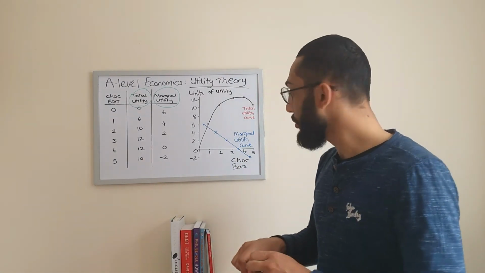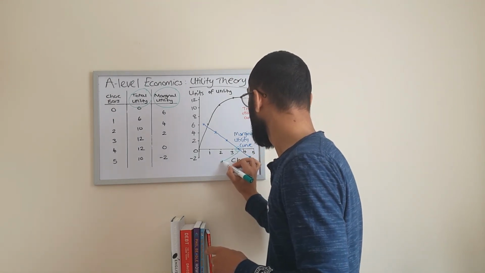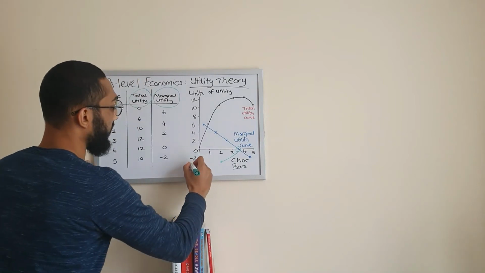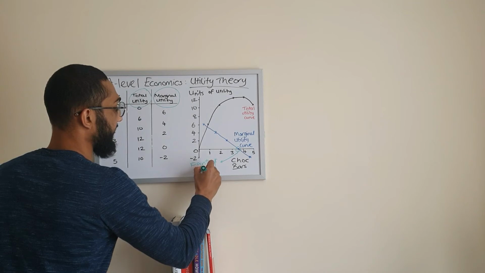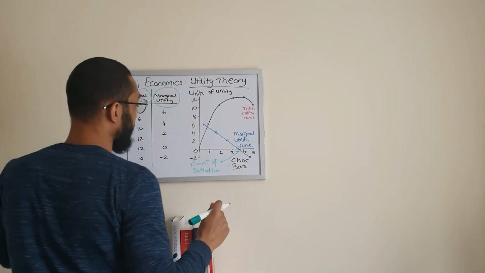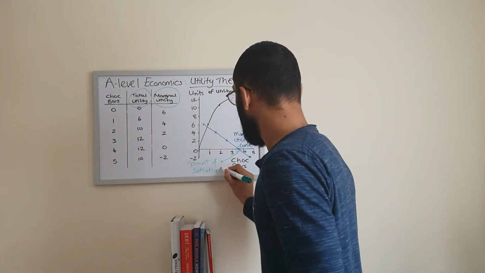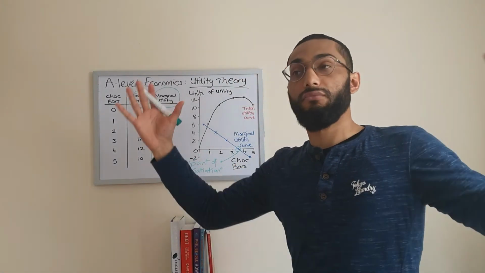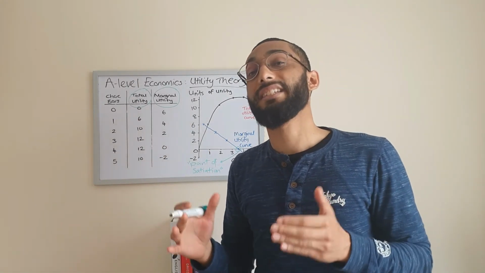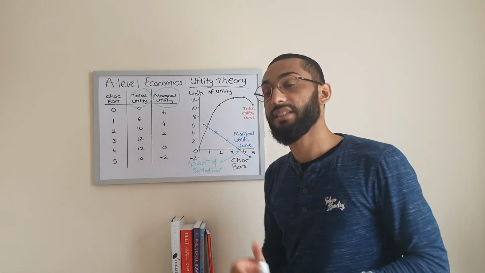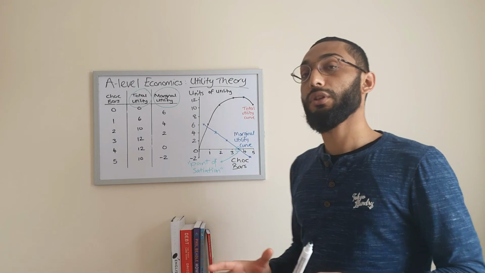Now, one thing to note here, this point on the 0 line of the graph is known as the point of satiation. The point of satiation is essentially where you're totally happy, where your total happiness from consuming that good is at its maximum, when we reach that 0 line at the bottom. So here between 3 and 4, that's the point of total satiation.